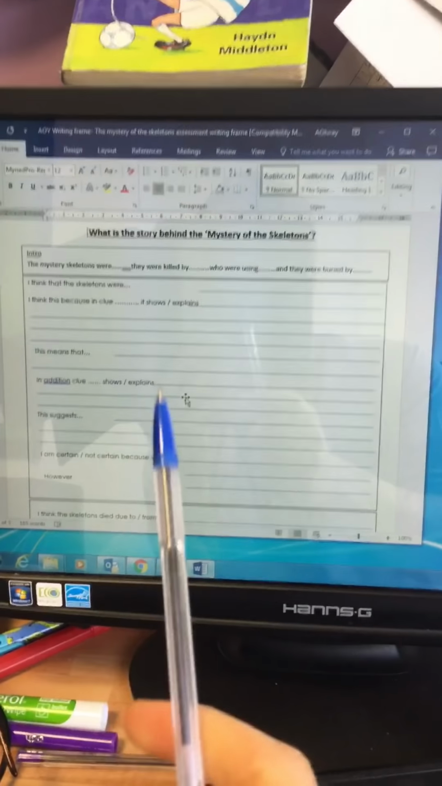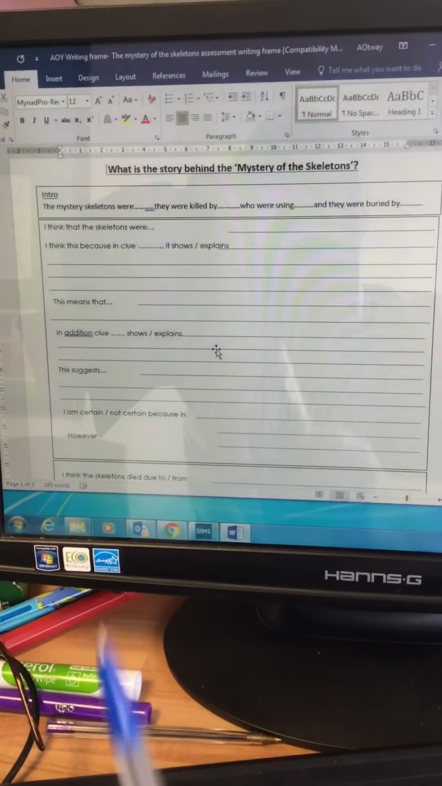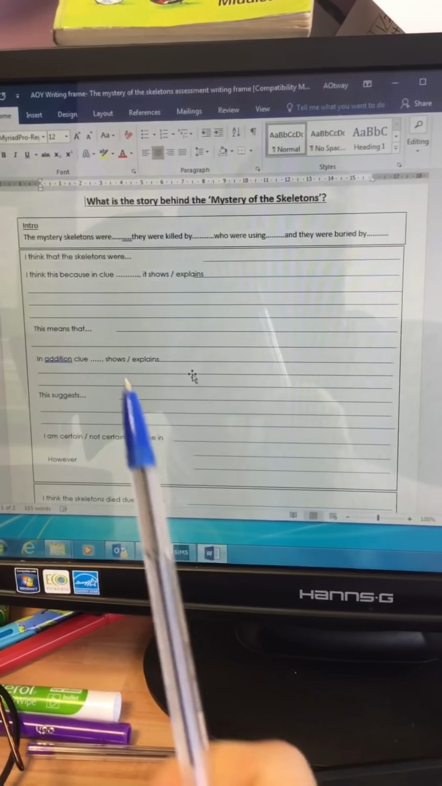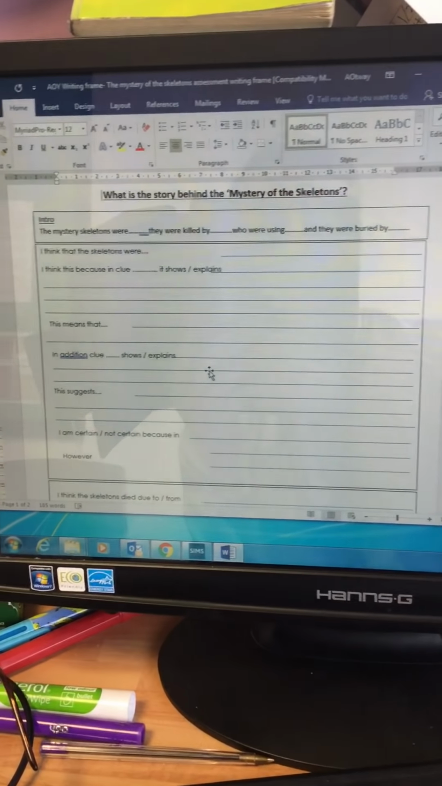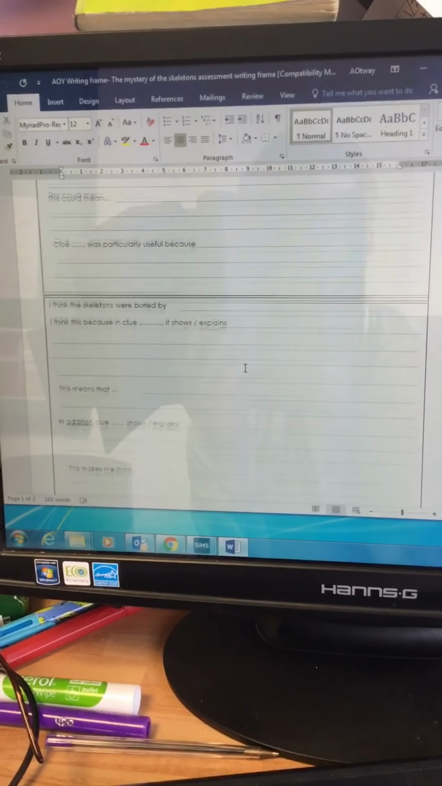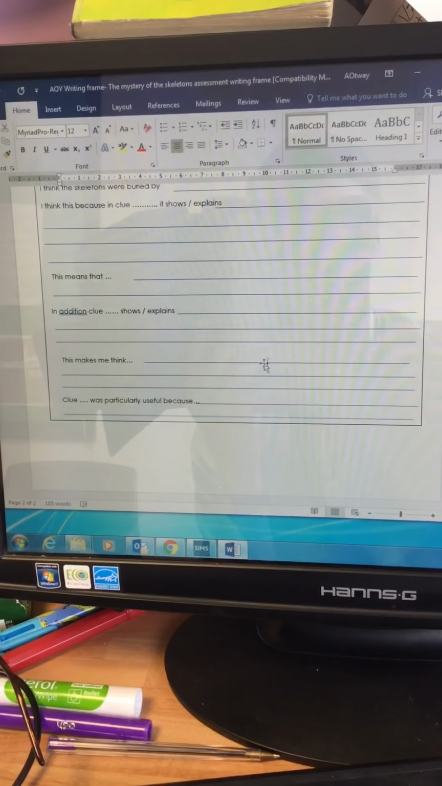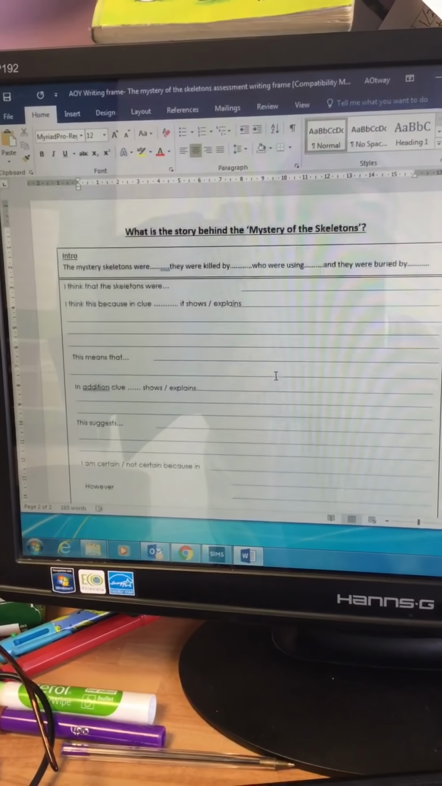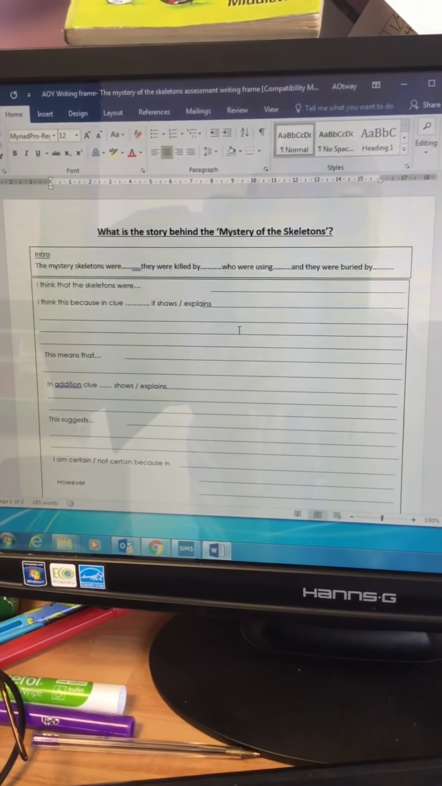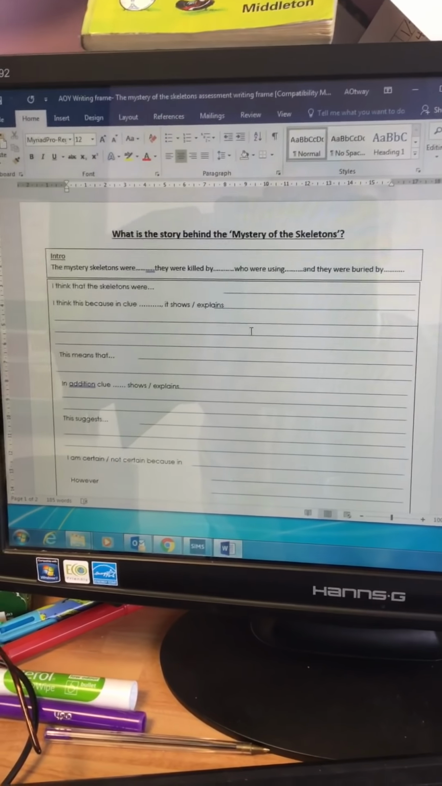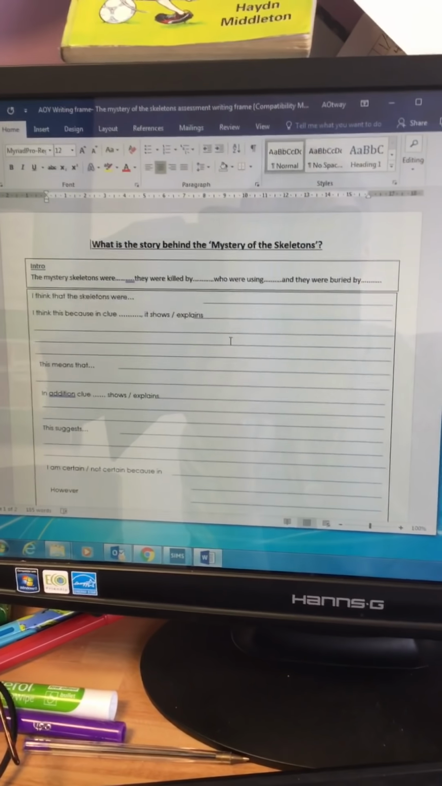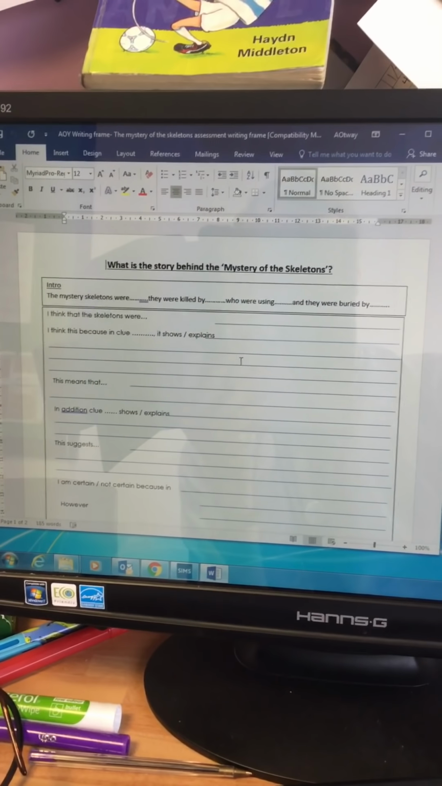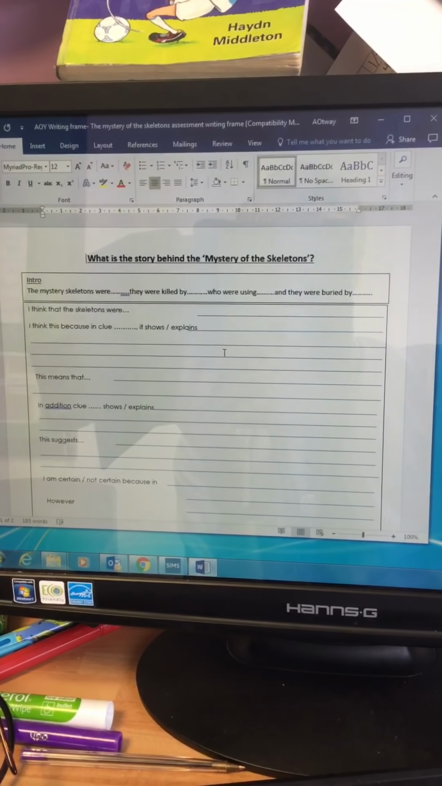You don't actually have to use this exact format. This is just an idea. You really should start by stating what your argument is at the start, and you should probably have a conclusion that explains it all together at the end. So that's there to help you. Hopefully I've given you some clues there, and you can always watch the video from yesterday to give you some more ideas about who these skeletons might have been, who they were killed by, and how they were killed.